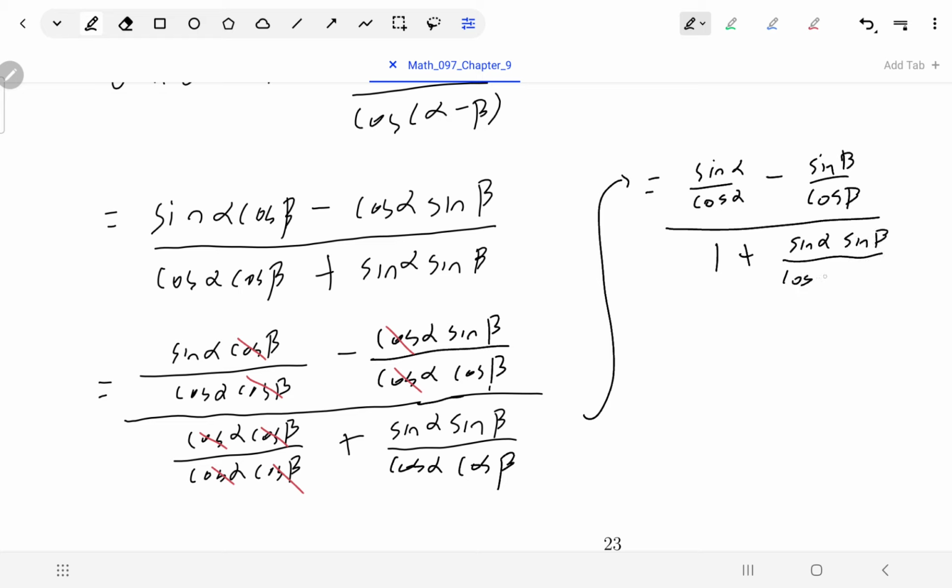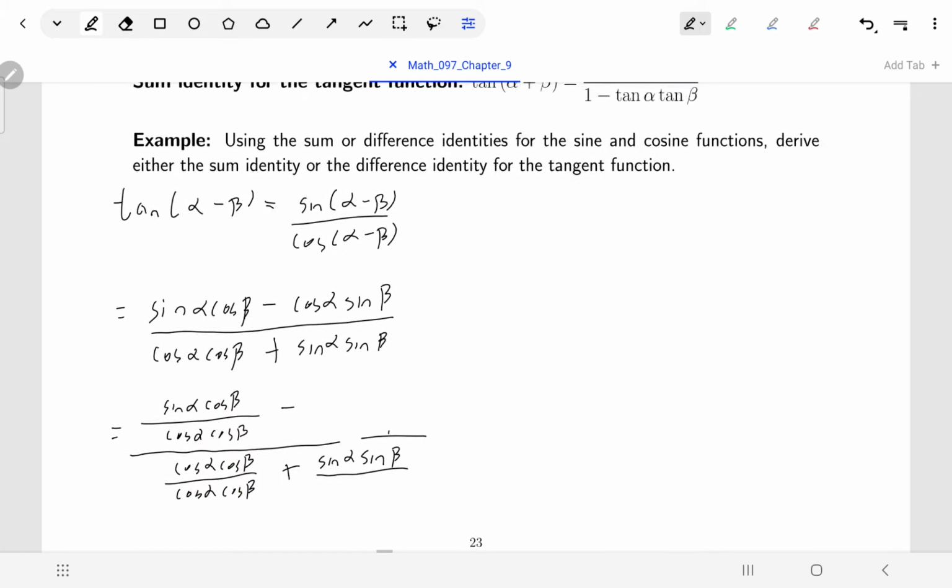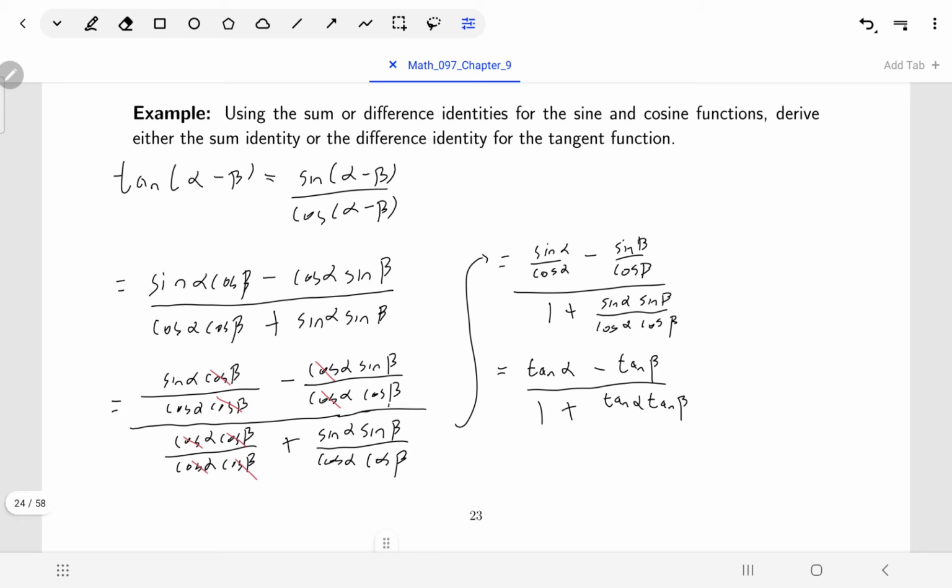And now you can see your way to the end here because we can see that all these sine alphas and cos alphas are just going to turn into tangents, and sine betas over cos betas are also going to turn into tangents. So that first term, sine alpha over cos alpha, that is tangent of alpha. Sine beta over cos beta, that is tangent of beta. And then we have 1 plus tangent of alpha times tangent of beta. There we go. So that's establishing that identity that we had for tangent of alpha minus beta.